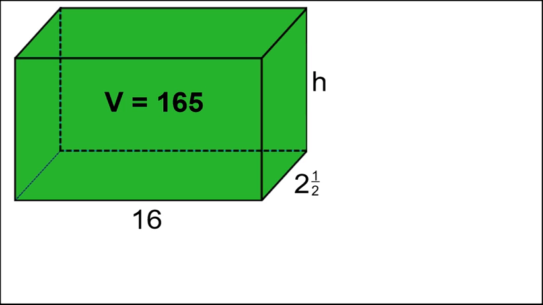Using a calculator, if the answer has a fraction to it, it's going to give it to you as a decimal. So make sure you hit that F to D button to get it back to a fraction. And we get 4 and 1/8. We do 165 divided by 16 divided by 2.5.